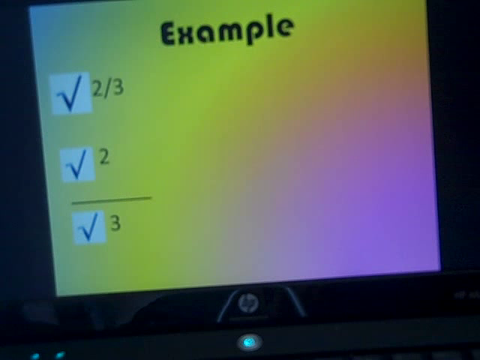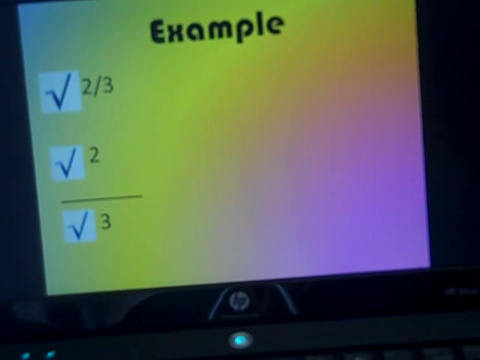Example. The square root of 2 over 3 equals the square root of 2 over the square root of 3.